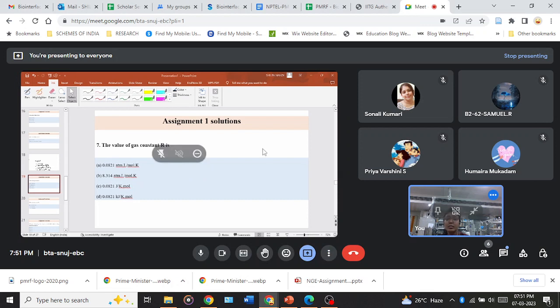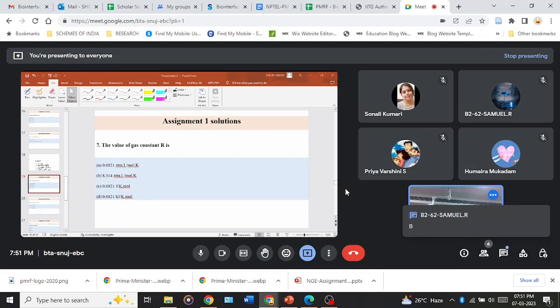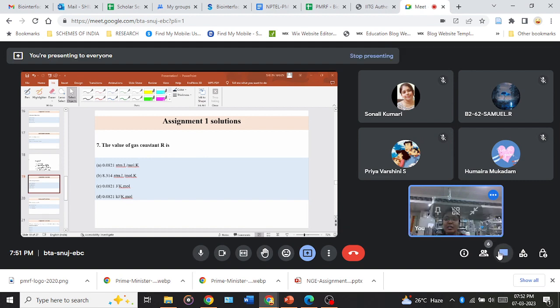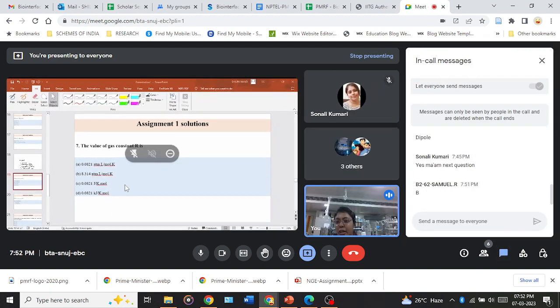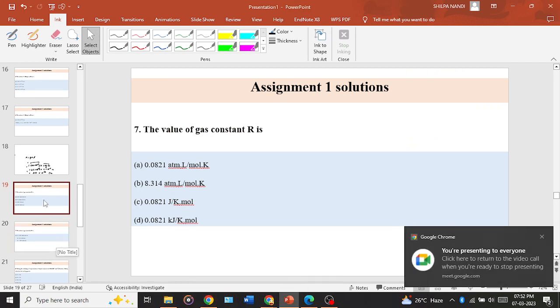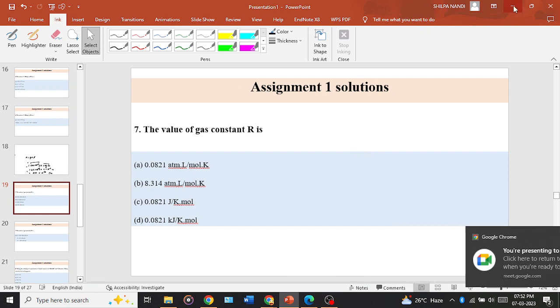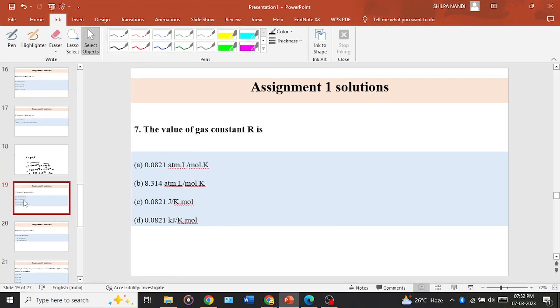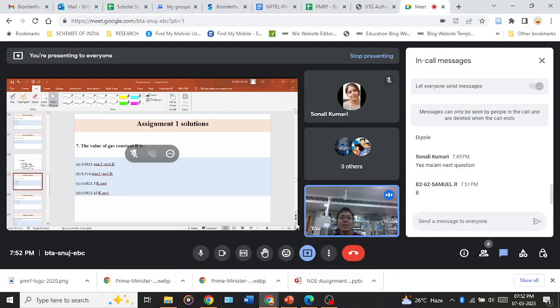So any guesses for this one? This is the basic value of gas constant R. Any of you have a chemical background, right? Okay, one answer I got, which is B. Samuel is saying that B is the correct answer, which is 8.314 atm liter per mole Kelvin. So no other queries, or no other guesses yet. Okay, we'll look into what's the correct answer for this one.